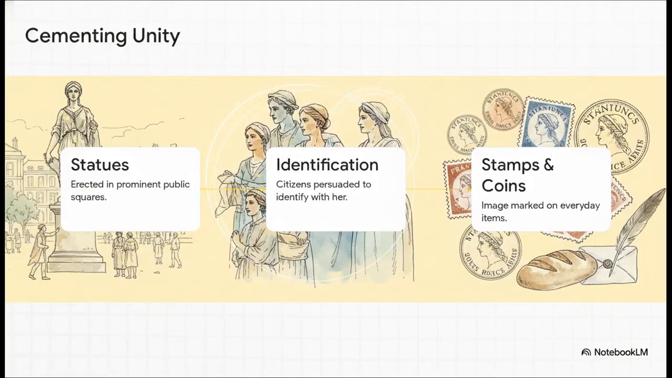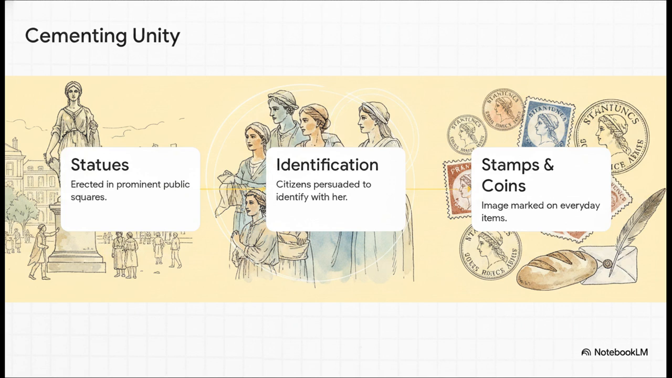But creating this allegory was only step one. The real genius was how the French state masterfully integrated Marianne into the daily lives of the people to cement national unity. They did this in 3 key steps. First, they erected huge statues of her in prominent public squares. Second, they actively persuaded citizens to identify with her as their shared symbol. And third, and honestly, this is the most effective part, they stamped her image on everyday items, like coins and postage stamps.